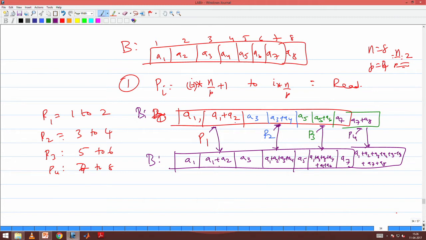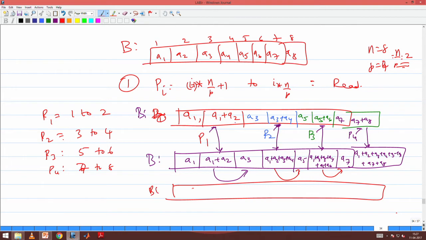Now P1 will take A1 plus A2 and add it to A3. While that is happening, P2 will take this number and add it to A4, and then P3 will take this and add it to this. Now I will have all the things. So in B I will have A1, A1 plus A2, sigma till A3, sigma till A4, sigma till A5, sigma till A6, sigma till A7, and of course A8.